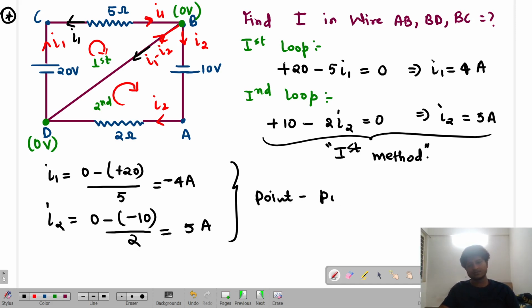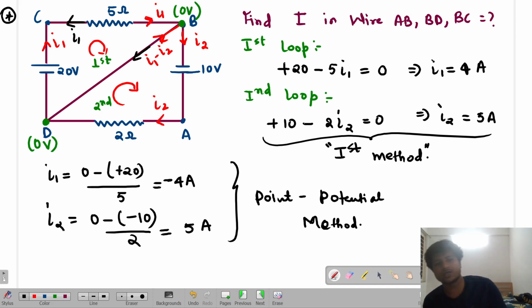What do we call this? Or it is also known by the name of nodal analysis. What do we call this? Nodal analysis. Are you able to get me? Is that clear? Okay. Can we move to the next question?